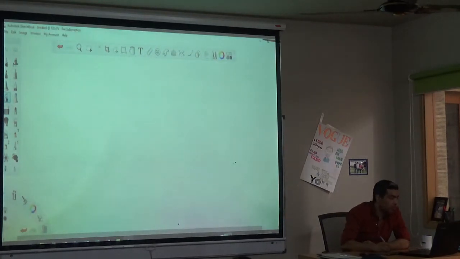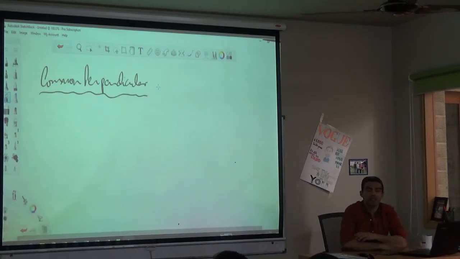The next concept is called the common perpendicular. Okay, this is not a case, by the way, guys. This is a concept. I'm going to brief you on this concept and then I'll move on to case A. So the common perpendicular.